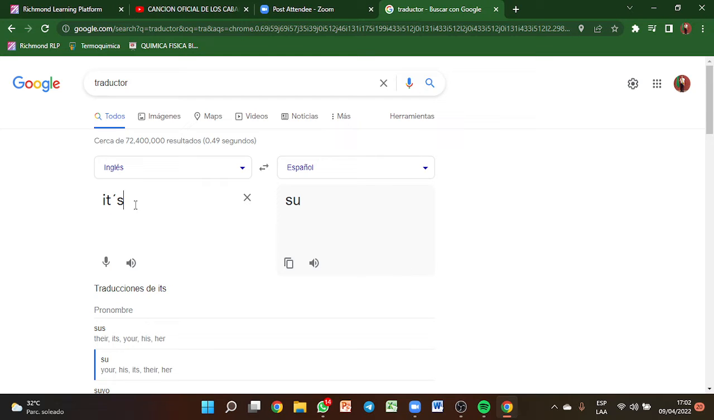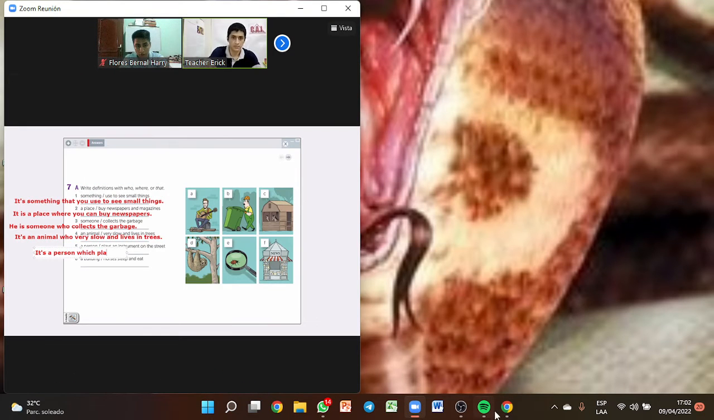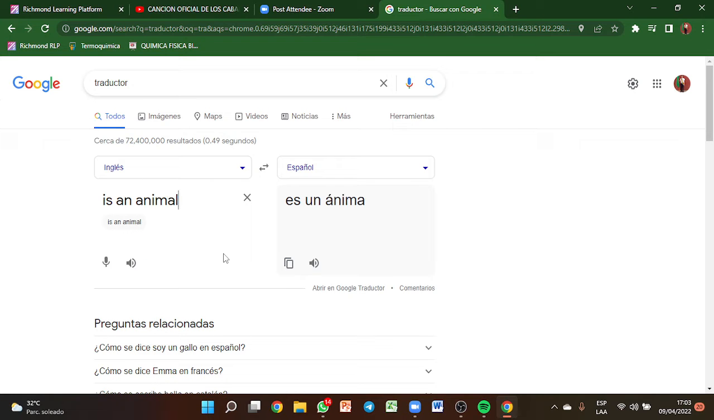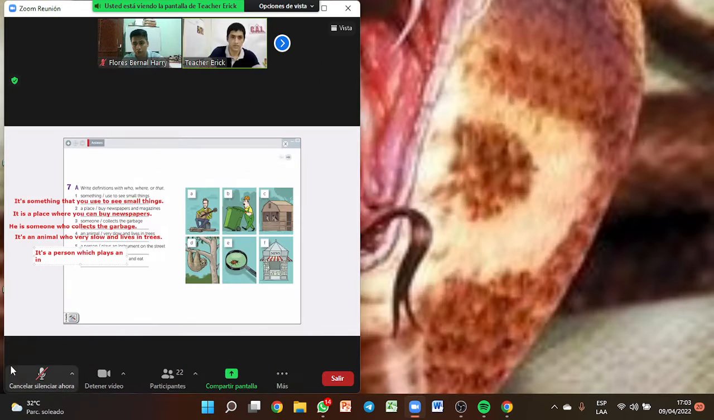Number 5 is a person who plays an instrument on the street. Which plays? Or who plays? Okay, which plays an instrument? Teacher, and the number 4 is only is.